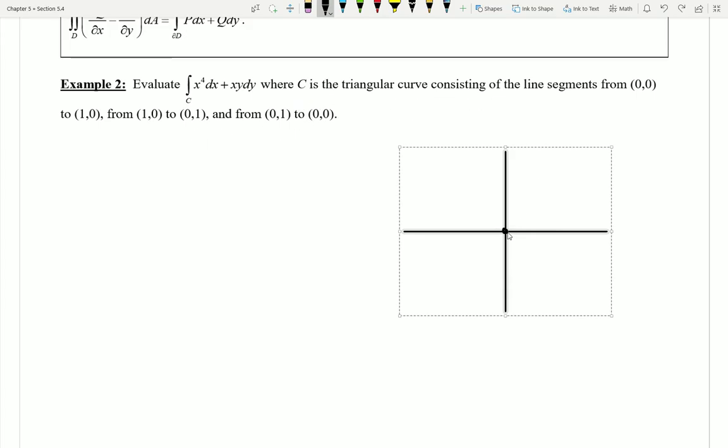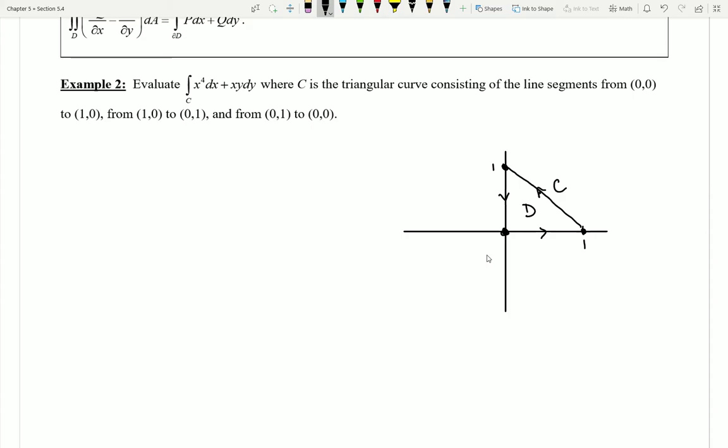So let's see. I know that I'm starting here at (0, 0). I'm going to go out to (1, 0). So I'm going this way, (0, 0) to (1, 0). I go from (1, 0) to (0, 1). So that's up here. I go this way. And then I go from (0, 1) back to (0, 0). Okay, so there's my curve C, and I can see D is the region enclosed on the inside. So this is what I'm working with.